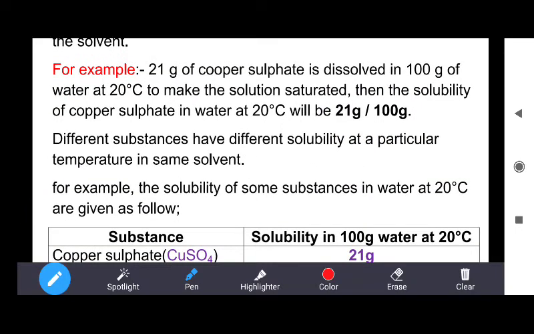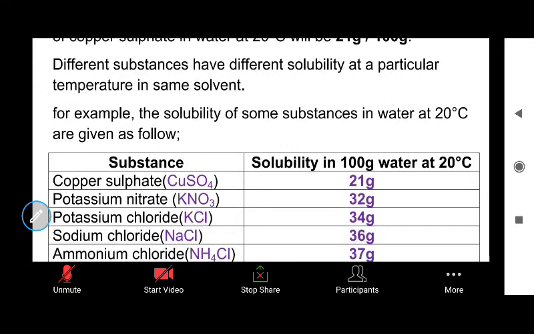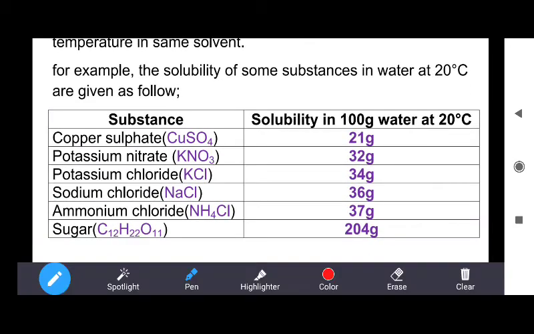One more thing, different substances have different solubility at a particular temperature in the same solvent. Means if different solutes dissolve in the same solvent at the same temperature, then their solubility will be different. For example, the solubility of some substances at 20 degrees Celsius in water are given as follows. The solubility of copper sulfate in 100 gram of water at 20 degrees Celsius will be 21 gram.